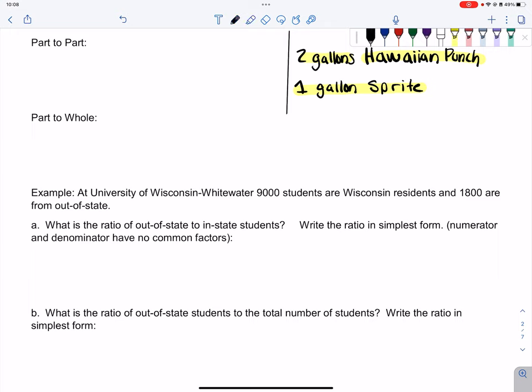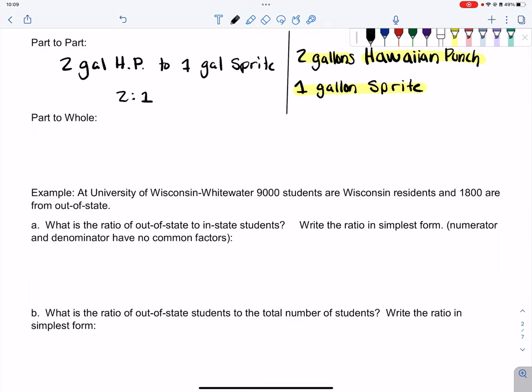So this means I am going to be comparing 2 gallons of the Hawaiian Punch to the 1 gallon of the Sprite to give us a 2-to-1 ratio when I compare those 2 ingredients to each other.